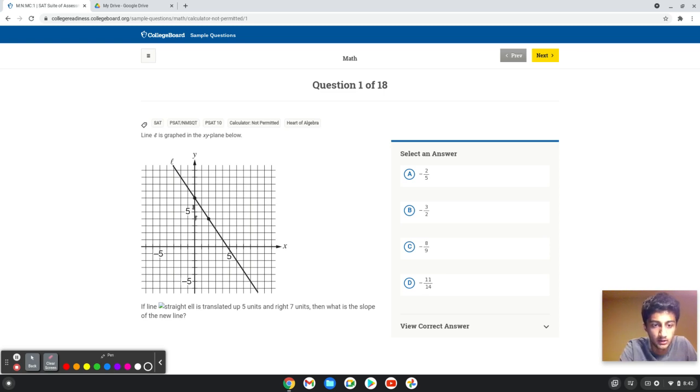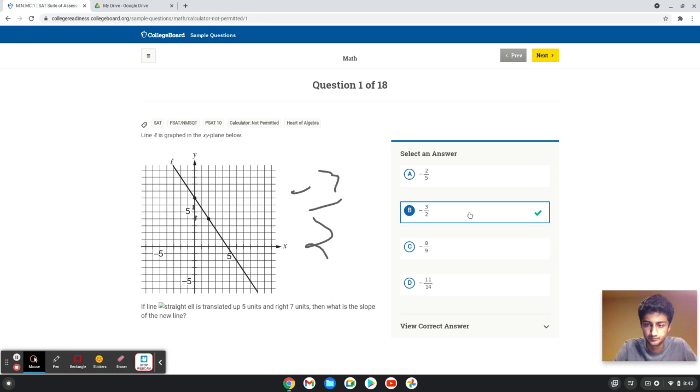So the slope for this line is -1, -2, -3, and then over 1, 2. So it should be -3/2. So the answer should be B. Okay, moving on to the next one.